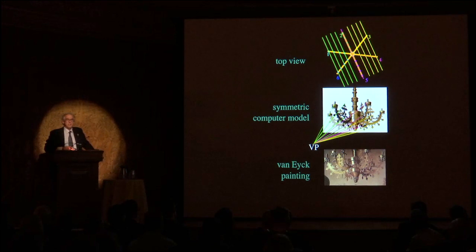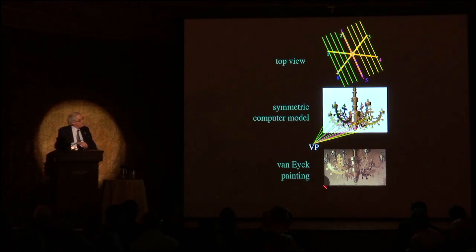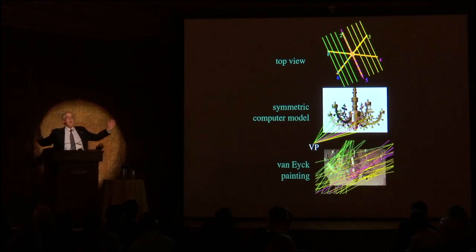What about the Arnolfini chandelier? If it's in proper perspective, we should do the exact same construction, draw a line from here to here, extend it, here to here, extend it, and we should get a vanishing point somewhere down here. But when you do it, here's what you get. Kaboom, it's a mess. An absolute mess, not even close to being proper perspective, not even close.